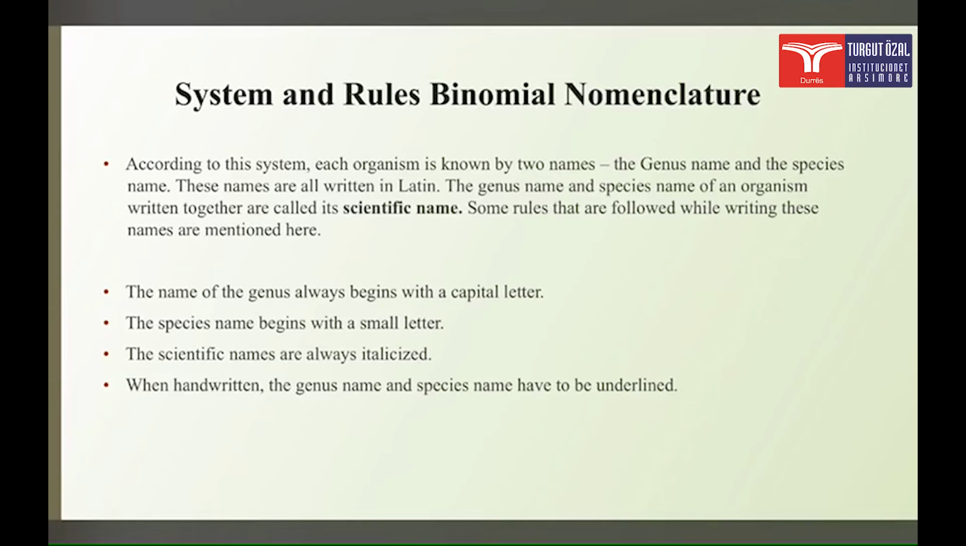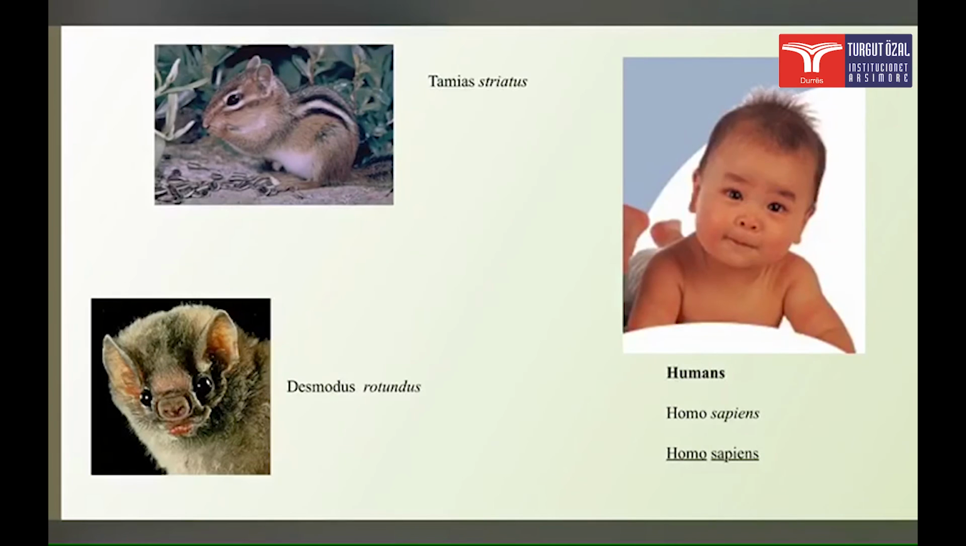Some rules that are followed while writing these names are mentioned here. The name of the genus always begins with a capital letter. Second, the species name begins with a small letter. The scientific names are always italicized. When handwritten, the genus name and the species name have to be underlined.